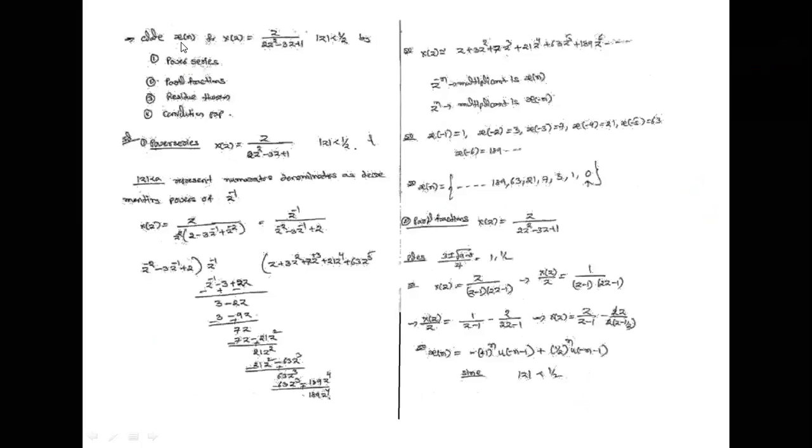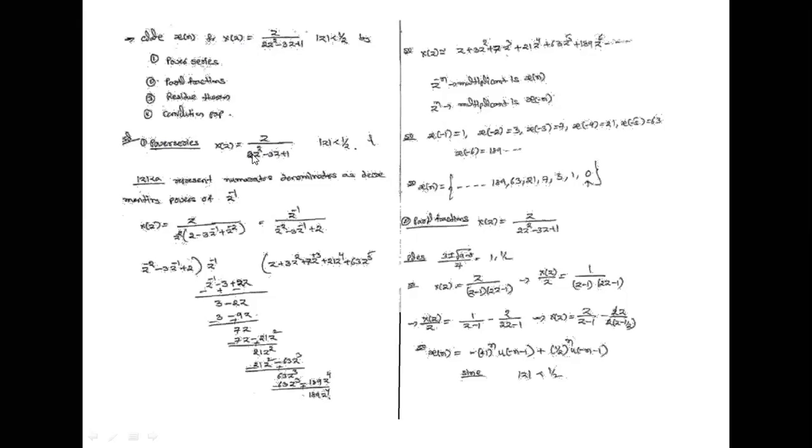Next, calculate the x of n for x of z is equal to z by 2z square minus 3z plus 1, and magnitude of z is less than 1 by 2, by the power series method, partial fraction method, residue method, and the convolution method. So they're asking that x of z is given, and using all the types of inverse transformation, you can find the x of n value for the given x of z.